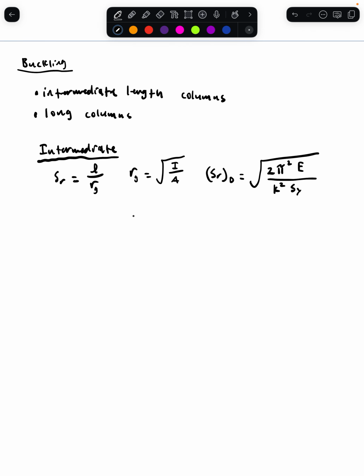If your slenderness ratio is less than or equal to your stress determination factor, that means you have an intermediate column. And if your slenderness ratio is greater than your stress determination factor, you have a long column.